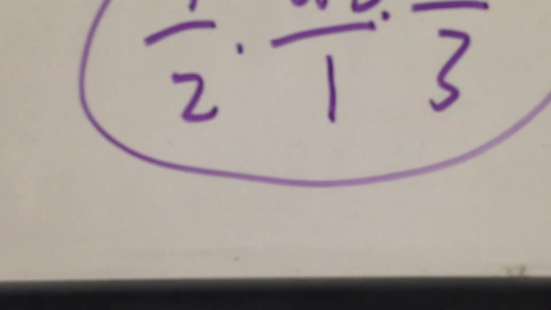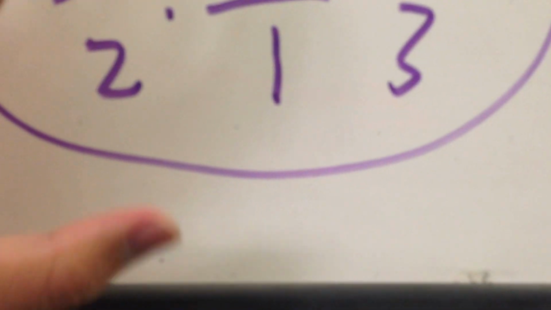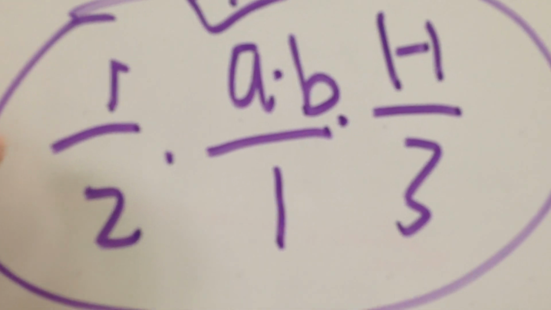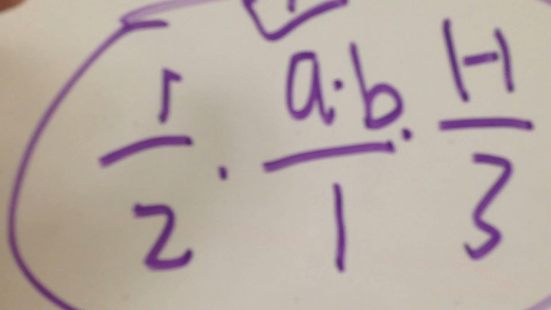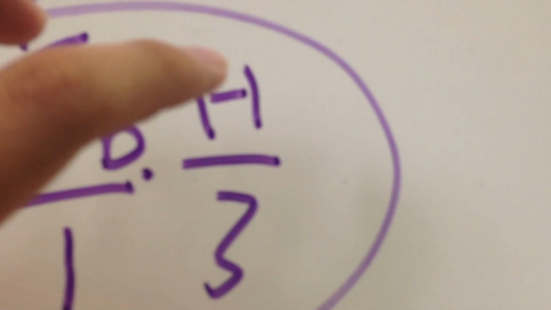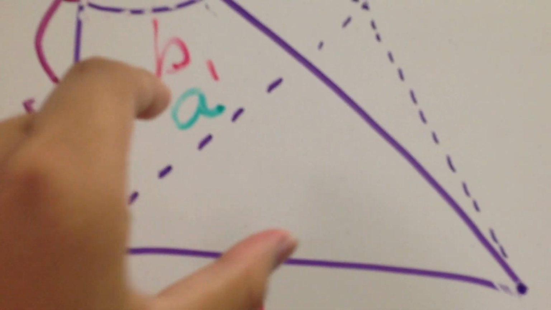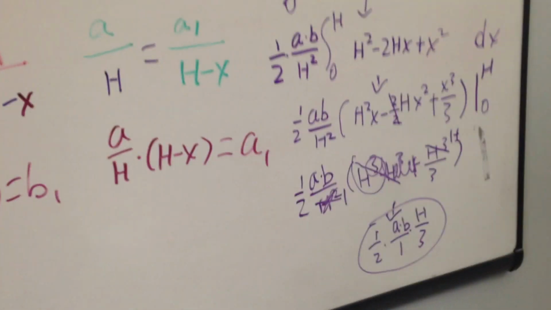What does this mean? That means you have a tetrahedron. You can see right here, a times b over 2. That's the area of the base of a triangle. So that means you have the area of the base of a triangle times 1/3 of its height. Just like this, we have the height, we have the base. The area of this a times b base times 1/3 of the height. That's how you get the volume of a tetrahedron.